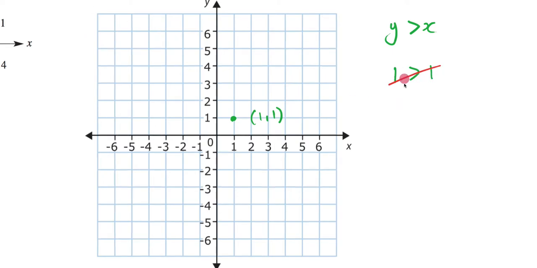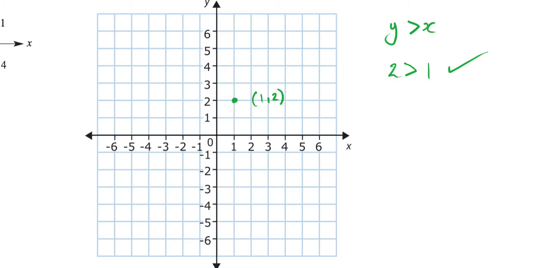All right, so that's a bit annoying. Let me get my rubber. But now this is the important part. What if I was to move this up? So just like that, I moved it up. So that means my x stays the same. My x is still 1, but now my y is 2, which means my y is 2 and my x is 1. Is 2 greater than 1? Absolutely it is, which means that this works.